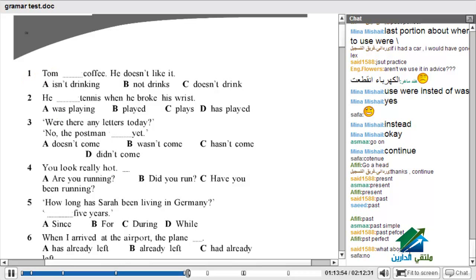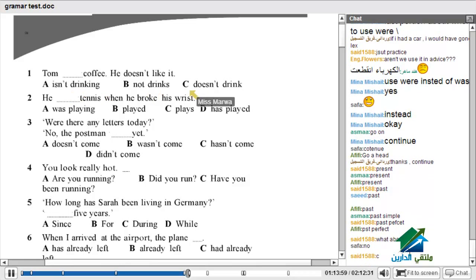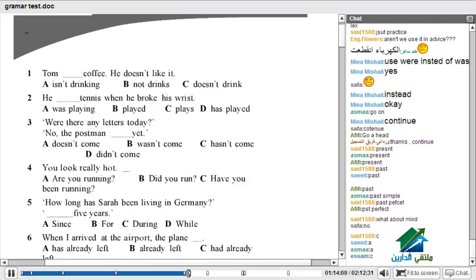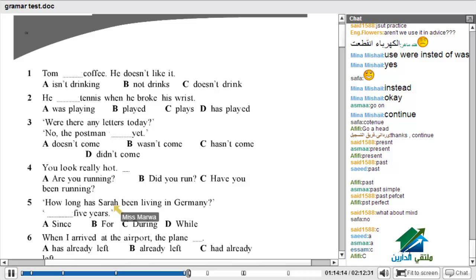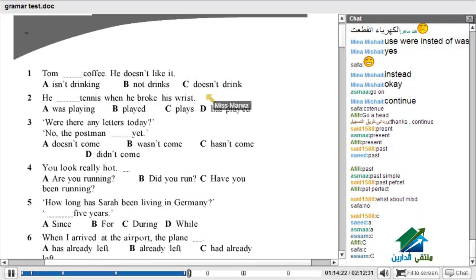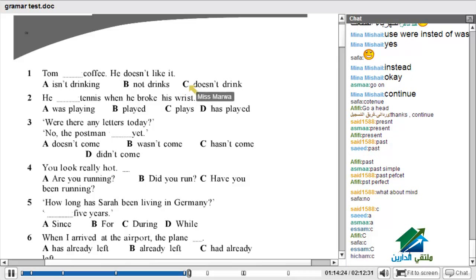Number one: Tom, coffee, he doesn't like it. A, is drinking; B, drinks; C, doesn't drink. Quickly as you can, please. C. Yes, the right answer, C. Tom doesn't drink coffee.